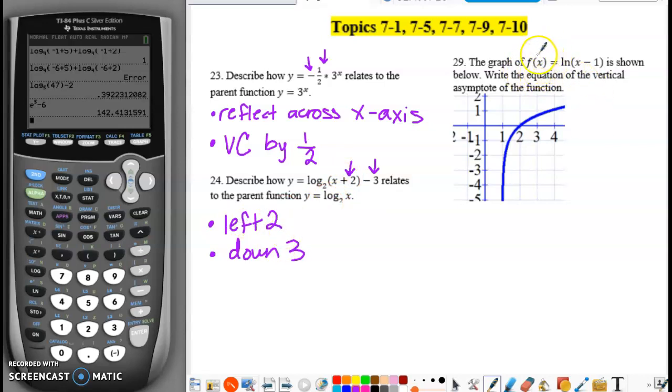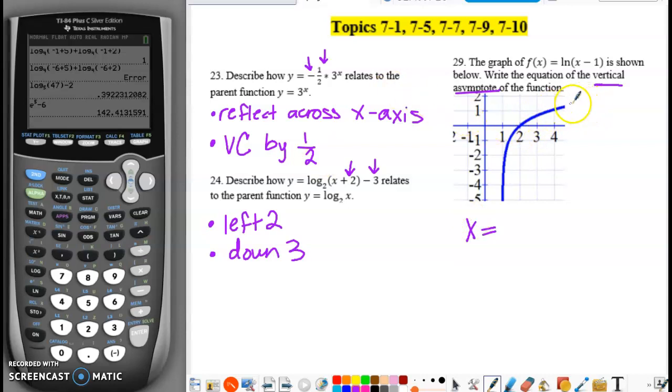Now lastly, number 29, it says the graph of f of x equals natural log of x minus 1 is shown below. So that's this graph right here. It wants us to write the equation of the vertical asymptote for the function. So remember, vertical asymptotes run up and down, horizontal asymptotes run left and right. Since this is a log, we only have a vertical asymptote. So vertical asymptotes are always x equals. If we were doing a horizontal asymptote, that would be y equals.